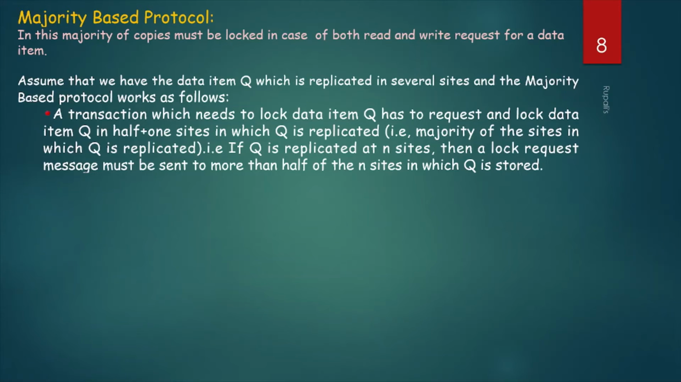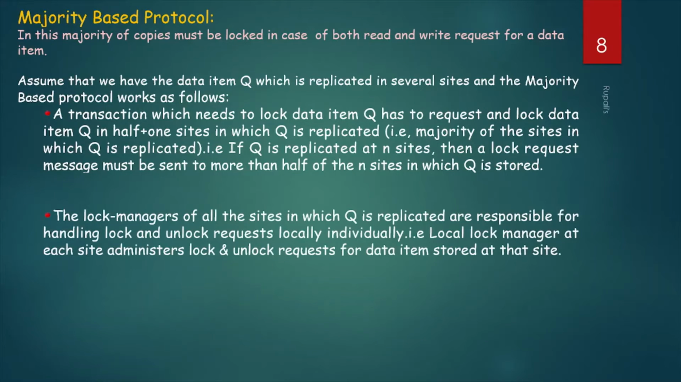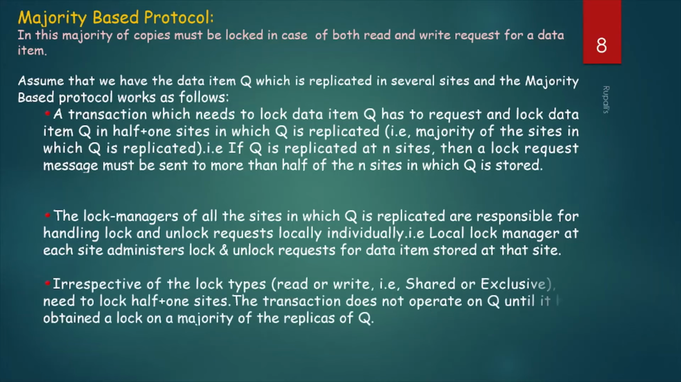That is, if Q is replicated at n sites, then a lock request message must be sent to more than half of the n sites in which Q is stored. Here, the lock manager of all the sites in which Q is replicated is responsible for handling lock and unlock requests locally. That is, the local lock manager at each site administers lock and unlock requests for data items stored at that particular site. Irrespective of the lock types, that is, read lock, write lock, shared lock, or exclusive lock, we need to lock half plus 1 sites.